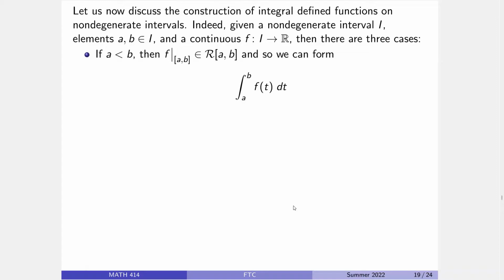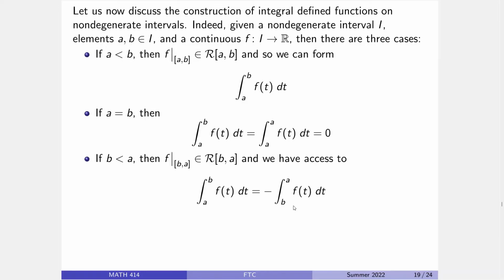and thus we can form this integral. If a is equal to b, then yes, we can form the integral, which is equal to 0. And if b is strictly less than a, then f from b to a is continuous, and thus it's Riemann integrable. And note, we can still define the integral from a to b, even though b is less than a in this case, by just taking the negative. As we've already established, that is a perfectly legitimate thing to do.